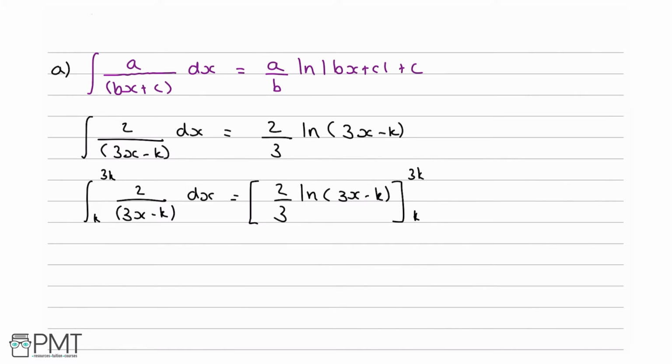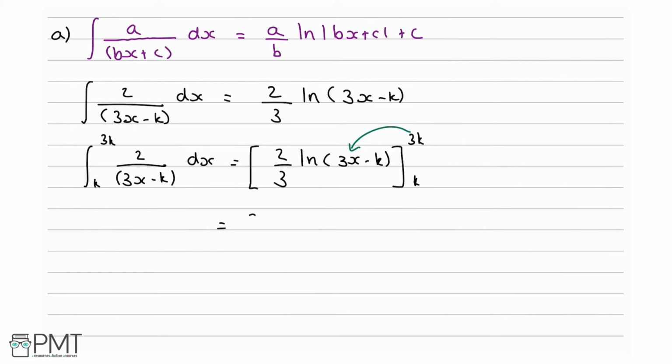So what we need to do is substitute first our 3k into our x. Okay, so what we will end up with is this equals 2 over 3 ln, so 3 times 3k is 9k minus k, and then subtract, because remember, when you're going between the limits, you need to subtract 2 over 3 ln 3k minus k, following the same logic. Okay?